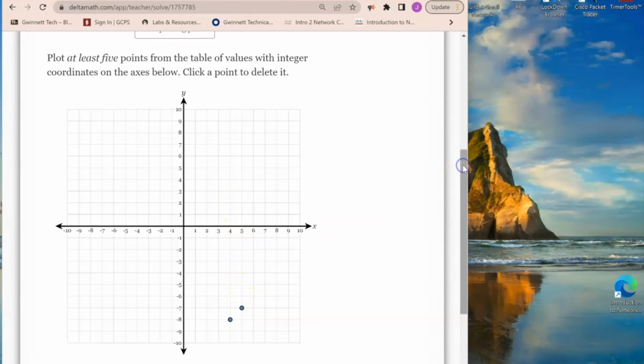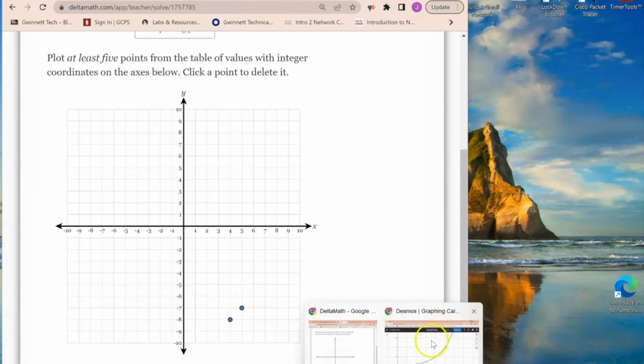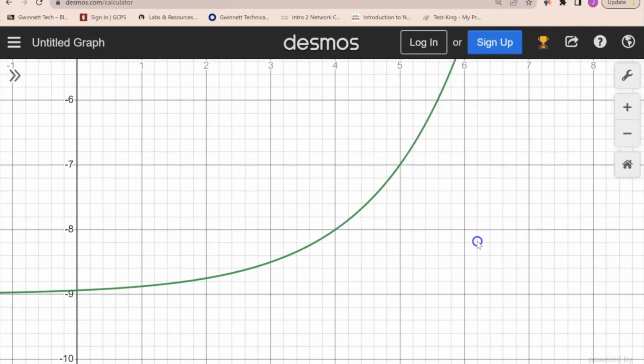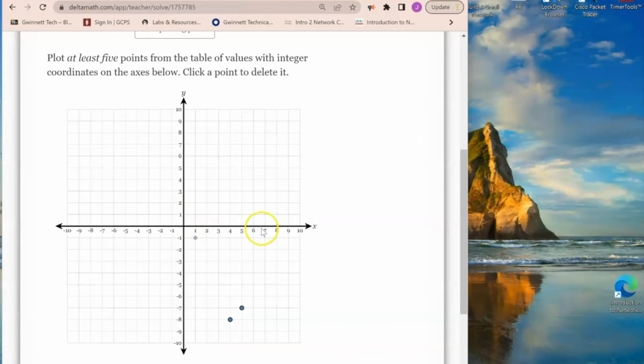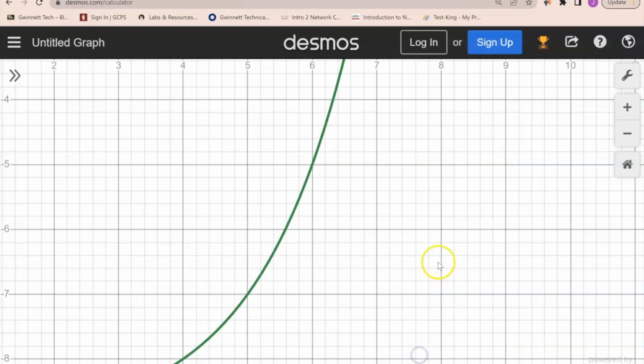So I need 5 of these points. So I'm just going to keep going until I have 5. I'm going to move my graph a little bit more. That's not a corner. This is a corner. So I can look at the numbers 6, -5, or I can click and kind of get it to where it shows me. 6, -5 is my next one. All right, then I'm going to go to another corner.